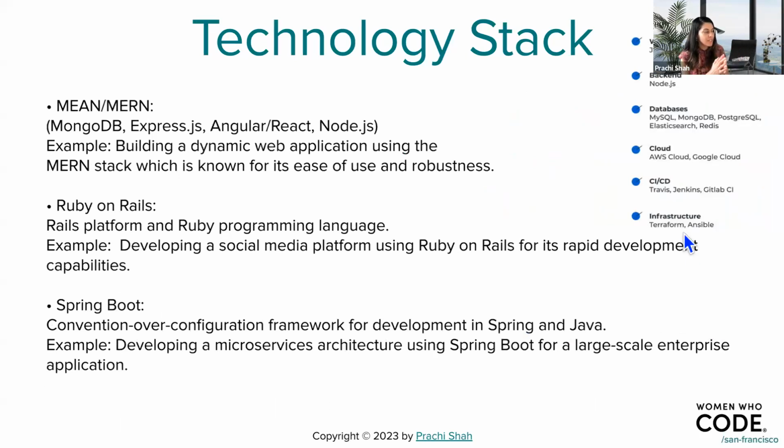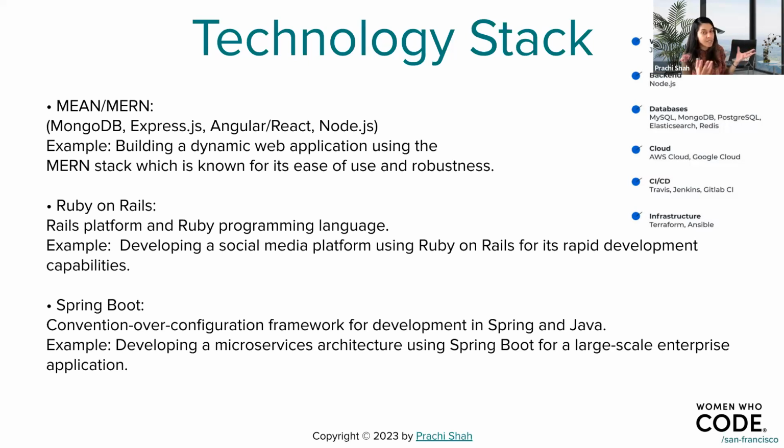MEAN or MERN stack, this is when you're doing full stack development. You care about your back end, your front end, and your server and everything. If you're building websites and you care about full stack, then MEAN or MERN stack is a good example of that. Now you need to understand MongoDB in this example, Express.js, Angular, React, and Node, right? How these technologies work together, what version you are using, what the integration looks like. All of that is something you need to understand if you're building a dynamic web application or website.